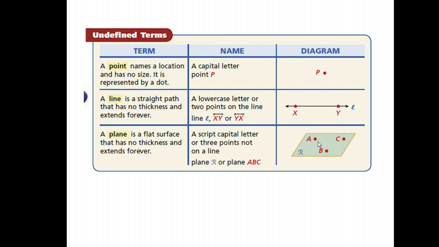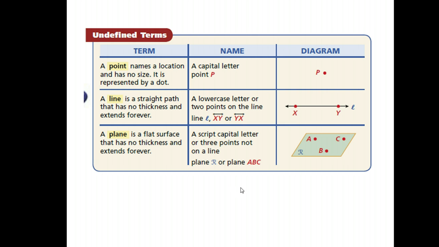You can name it using any 3 points. So notice you need 1 capital letter to name a point. You need 2 capital letters to name a line, or 1 lowercase script letter. And to name a plane, you need 3 points. That's what gives it, it's 2-dimensional. It's those 3 points that stretch it out. So this could be named plane ABC, or you can name planes using a capital script letter.